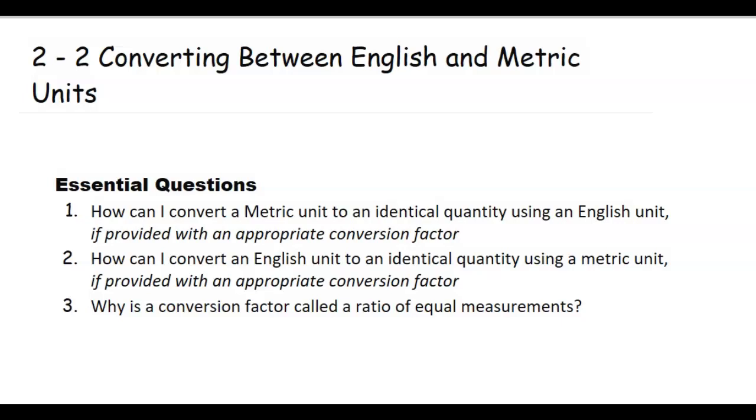So the first two essential questions are just the opposite of one another. The first one, how can I convert from a metric unit, such as liter, to an American unit, such as gallons? Or vice versa, how can I convert from the American unit of gallons to the metric unit of liters? All right, and the third one is the most important. It is, why is a conversion factor called a ratio of equal measurements? These are the things that we will be learning today.